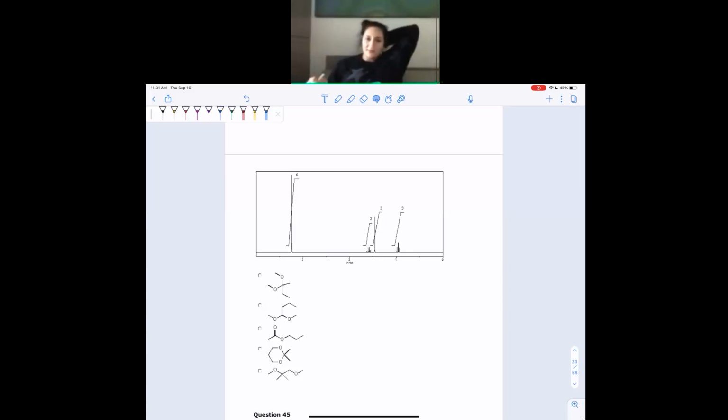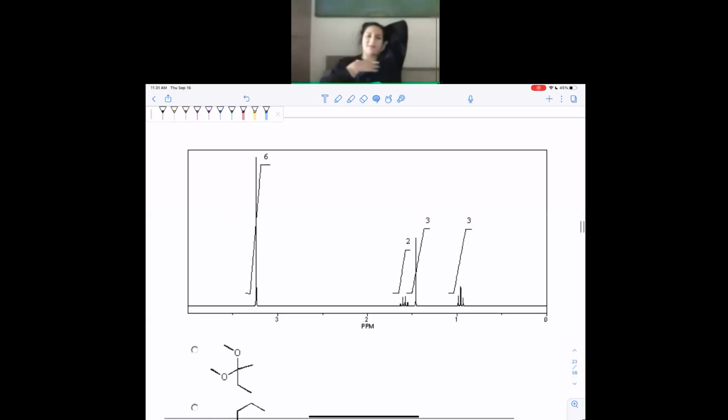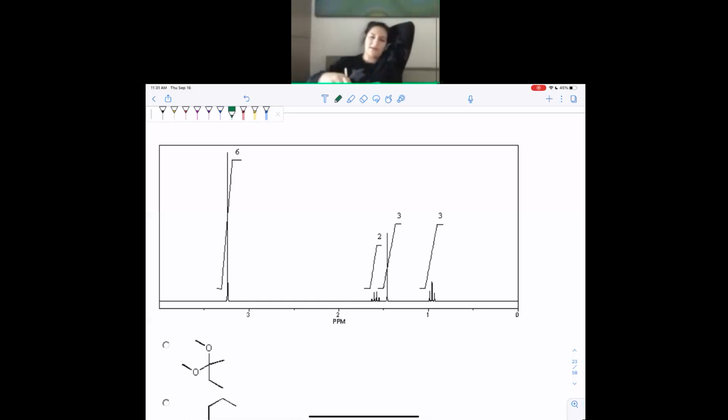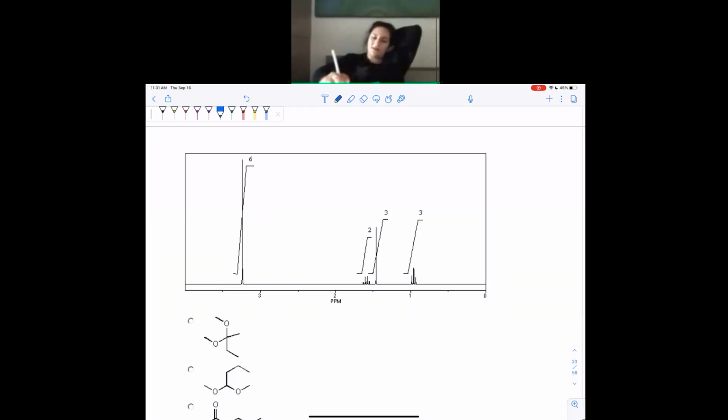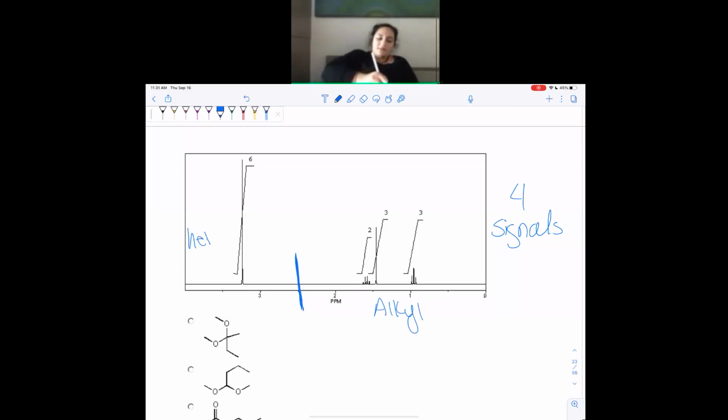Alrighty, so the first thing I'm going to do when I look at a spectrum is look at the number of signals. So here we have four signals. We're going to look for the answer that has four signals. Before we do that, I also noticed this is the alkyl region and this is the heteroatom region. And also, we have a 6H integration. All right, cool. So first things first, let's look for which answer choice has four signals.